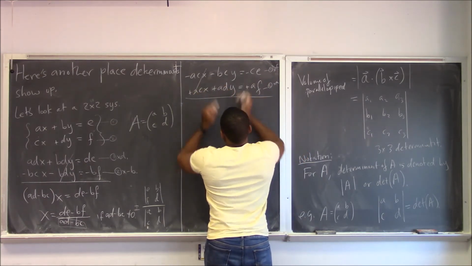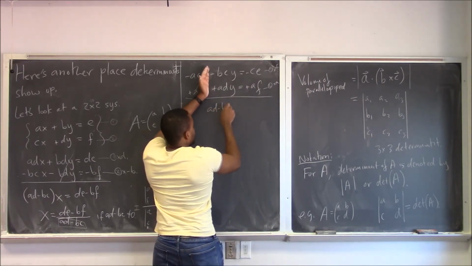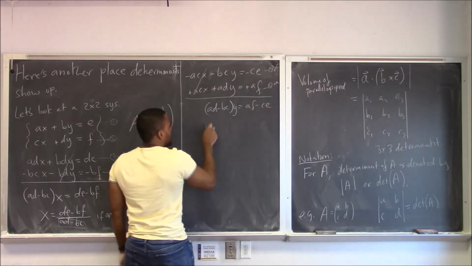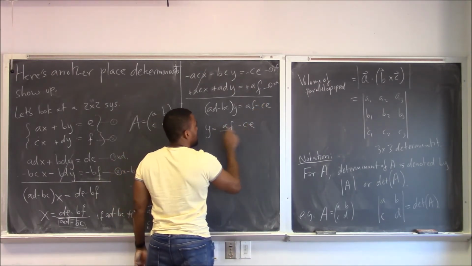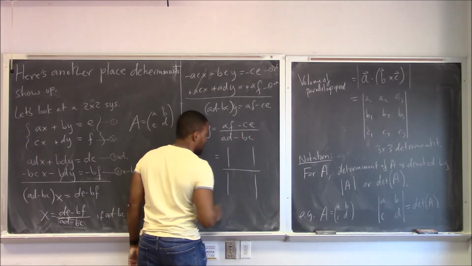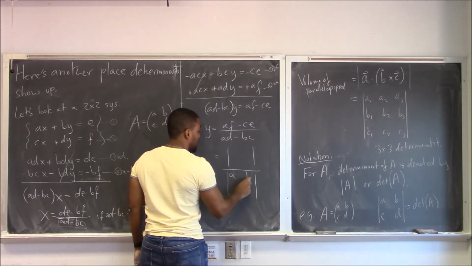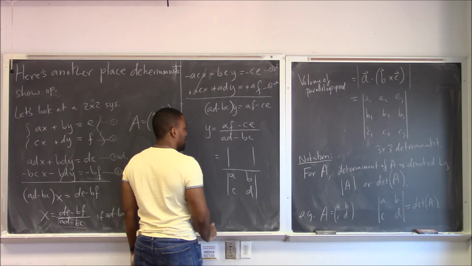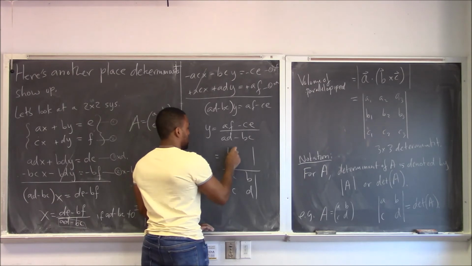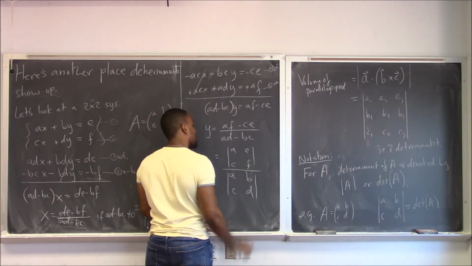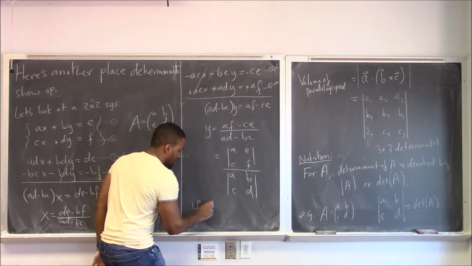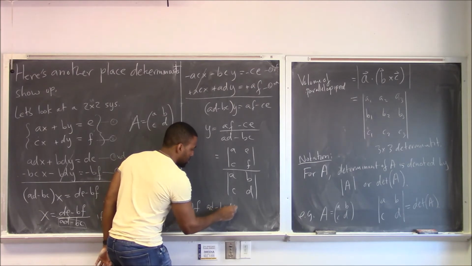The x's will die. Here you'll notice I would have AD minus BC times y. This will give me AF minus CE. So this will mean my y is equal to AF minus CE over AD minus BC, which I can also think of as a ratio of determinants. The bottom is actually the determinant of A, and the top is the determinant I get if I replace the column with E, F, in the y position. As long as AD minus BC is not equal to 0.